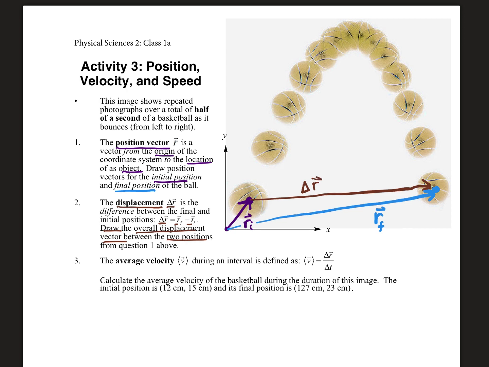Next, we're going to think about the definition of the average velocity. And the definition of average velocity is just the displacement vector divided by the amount of time that goes by. So for the basketball, we just drew what our displacement vector was. And if we want to actually calculate what that displacement vector is, we'll have to use this r final minus r initial. And here you're given what the initial and final positions are.